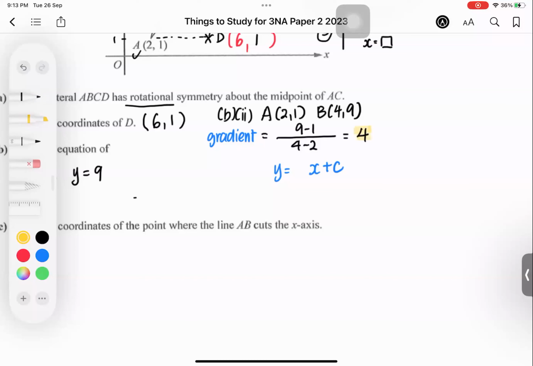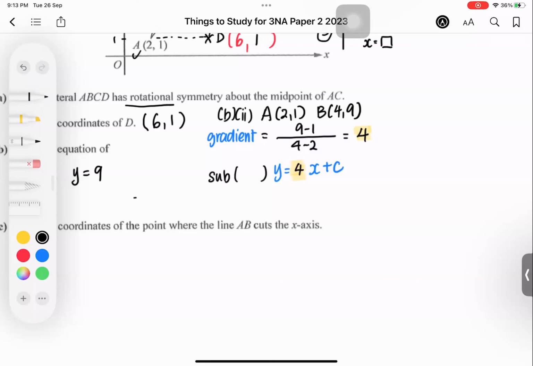Maybe y'all can help answer my question, then you won't be so sleepy. What is the gradient that I found? What is the m over here? Yes, 4, correct. So it's y equals to 4x plus c. What do I need to do? I substitute a point. Which point do you want?